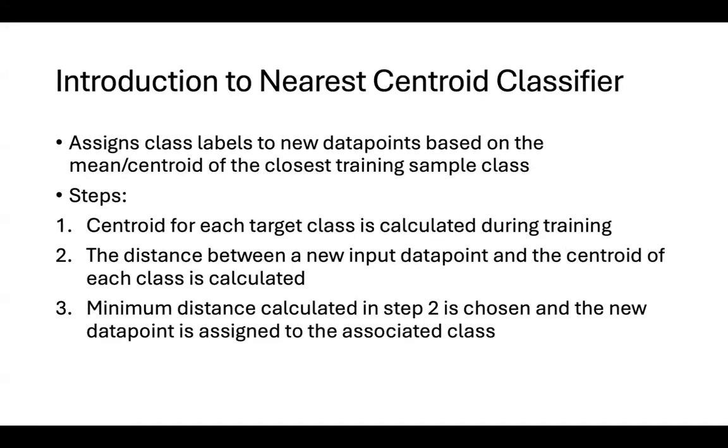The nearest centroid classifier assigns class labels to new data points based on the mean or centroid of the closest training sample class. Steps of this algorithm are: 1. The centroid for each target class is calculated during training. 2. The distance between a new input data point and the centroid of each class is calculated. And 3. The minimum distance calculated in step 2 is chosen and the new data point is assigned to the associated class.